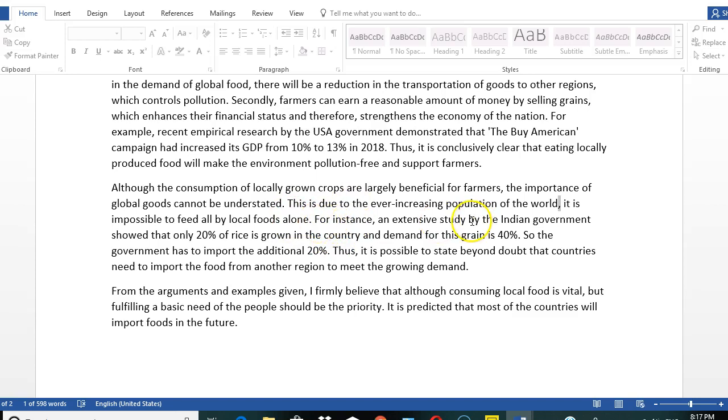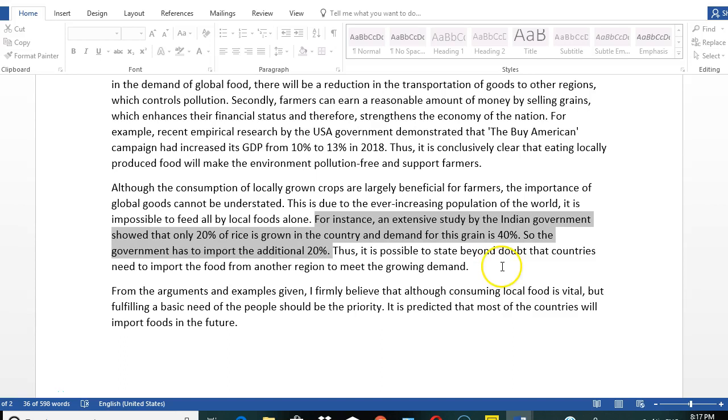For instance, an extensive study by the Indian government showed that only 20% of rice is grown in the country and demand for this grain is 40%. Yes, great example, absolutely great example. So the government has to import the additional 20%. Yes, well, here I would say connect the two sentences. This would be a great, longer, complex sentence, and this would be an advantage for your grammatical range.